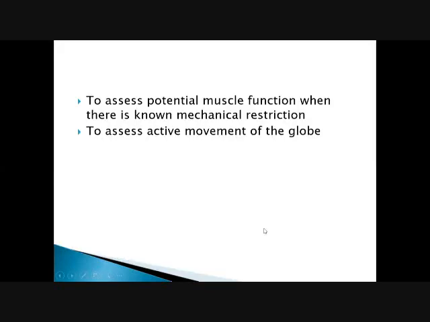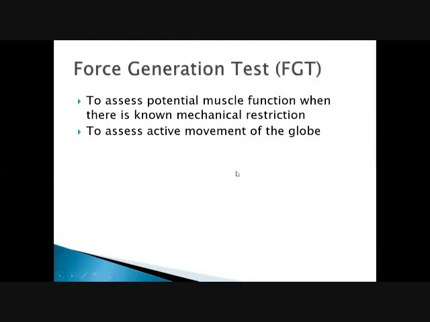Okay, so there is another test, the force generation test, in which we assess the potential muscle function when there is known mechanical restriction. We get hold of the muscle with the help of 2 tooth forceps, and then we ask the patient to move it in one direction, and we appreciate how much force the muscle is generating. So this is the force generation test.